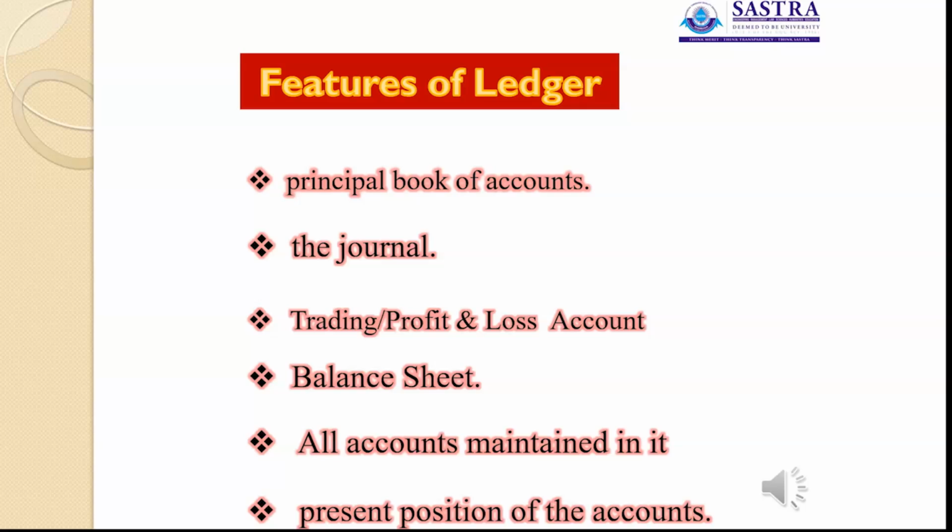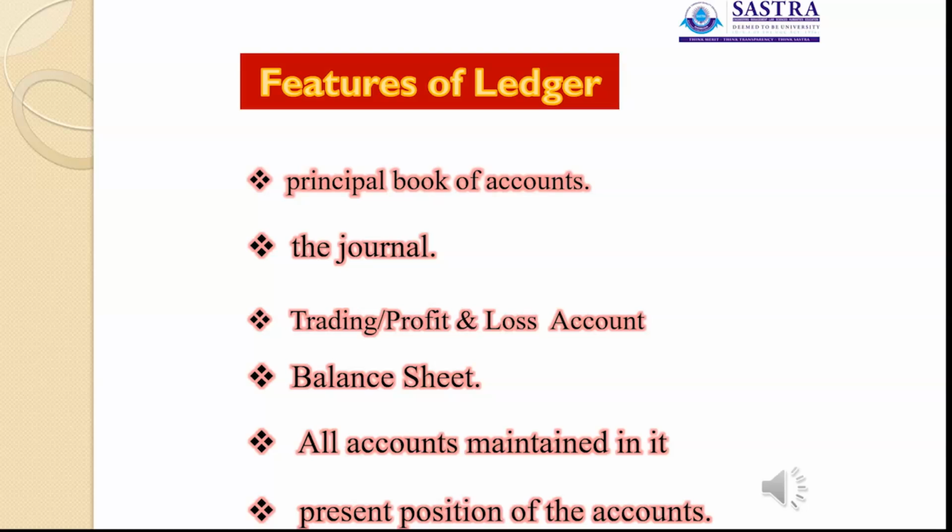So what are the basic features of ledger? First, it is the principal book of account. Second, ledger is prepared only with the help of the journal. Next, the nominal account balances are transferred to the trading and profit and loss account at the end of the period. For example, salary account, commission paid, discount allowed. All these nominal accounts are transferred to the trading account and profit and loss account.